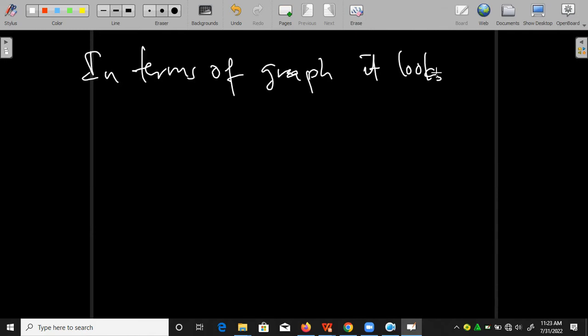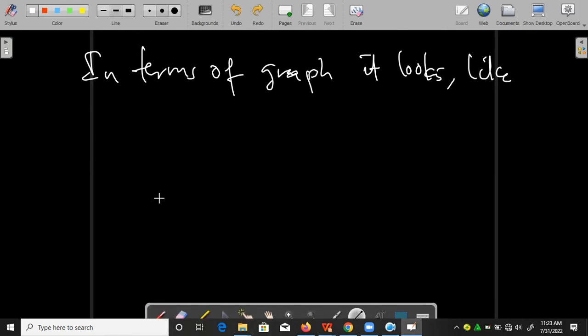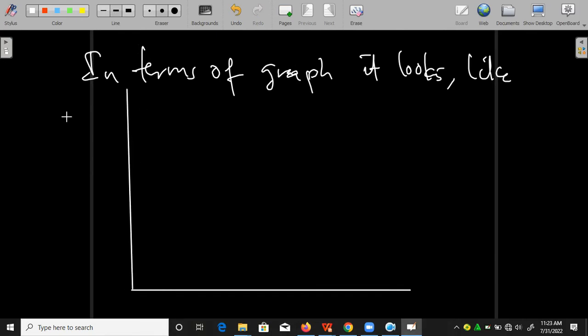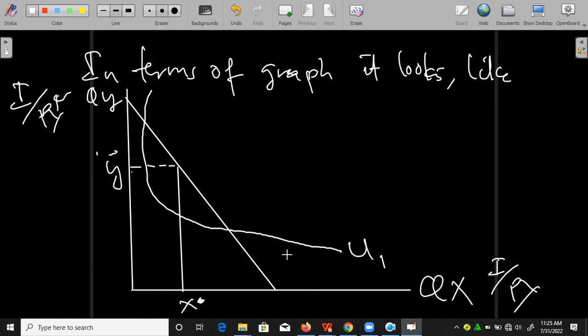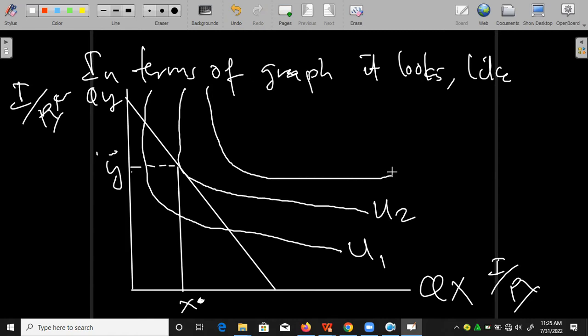Now in terms of graph, it looks like this: we take out a graph showing the utility maximizing point on the budget line, whereby we draw the graph on the left hand side. On the vertical axis we have the quantity of y, that is I over py, and on the x-axis we have the quantity of x. So the maximization of utility actually takes the form where the utility curve touches the budget line.